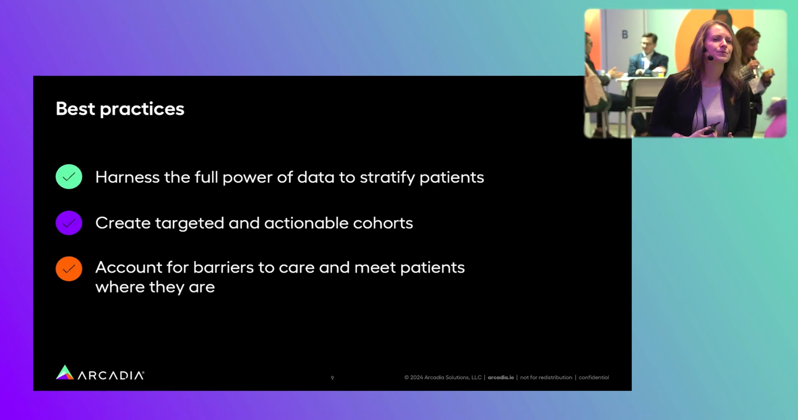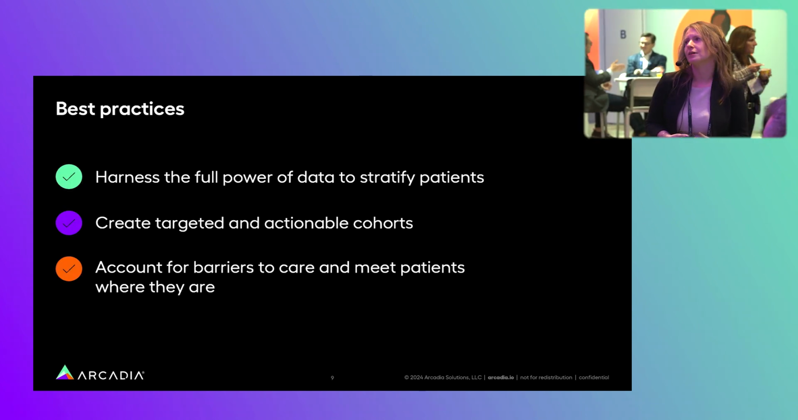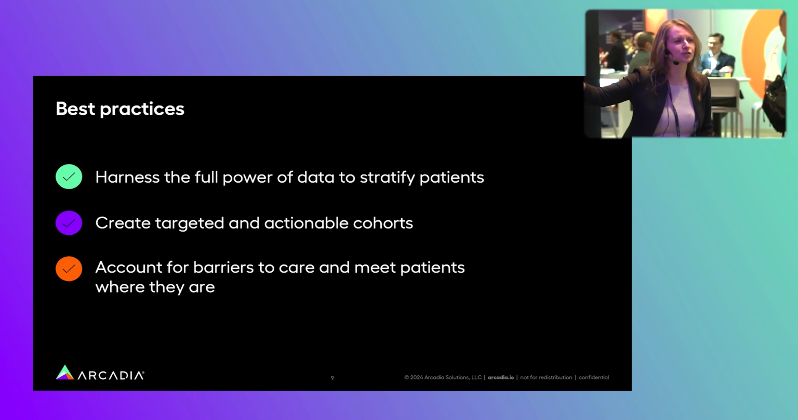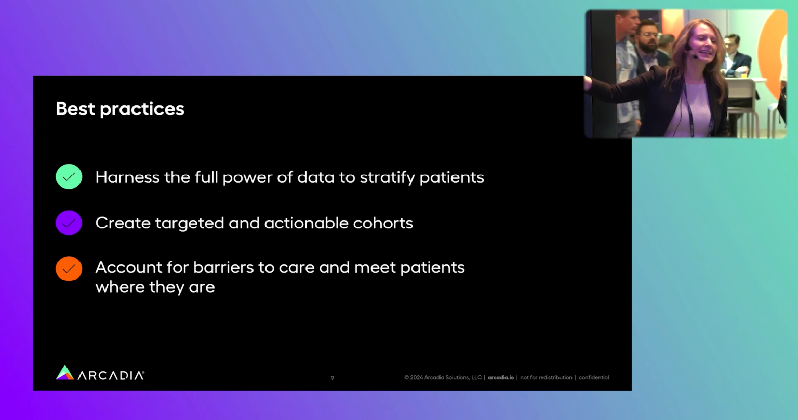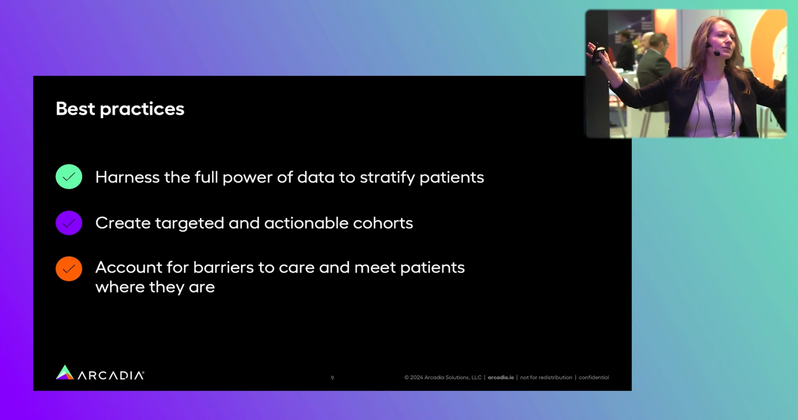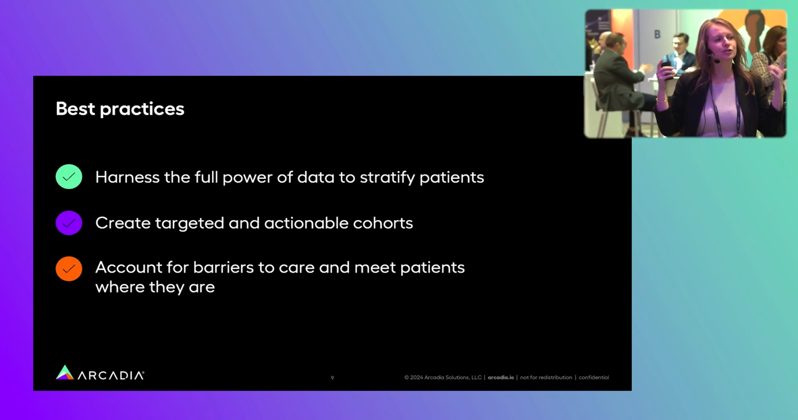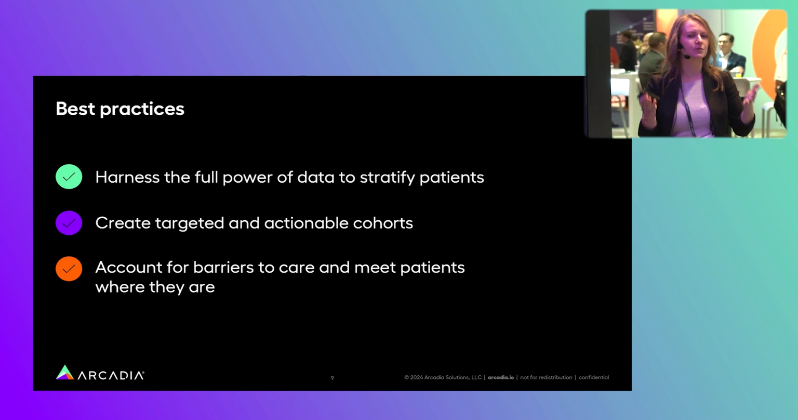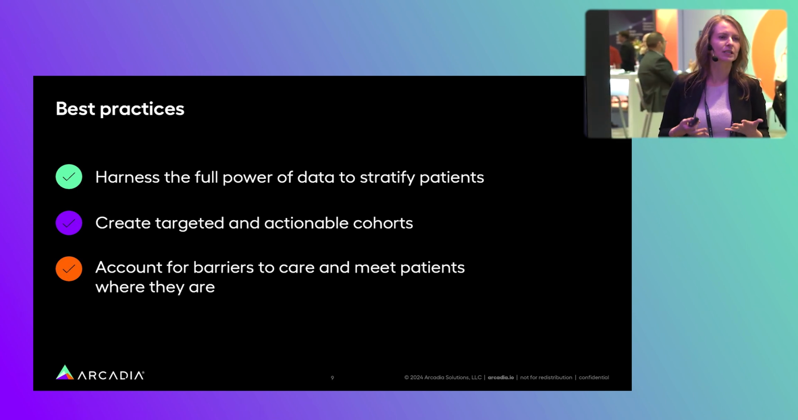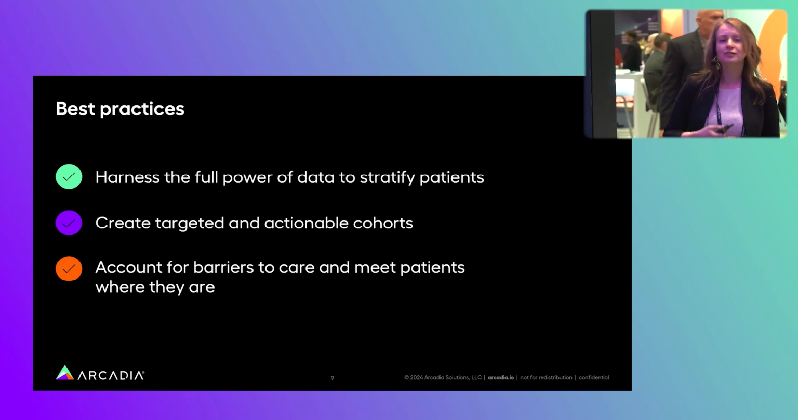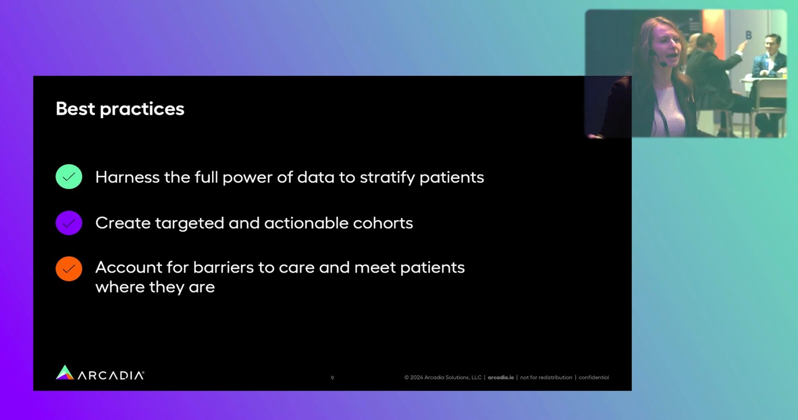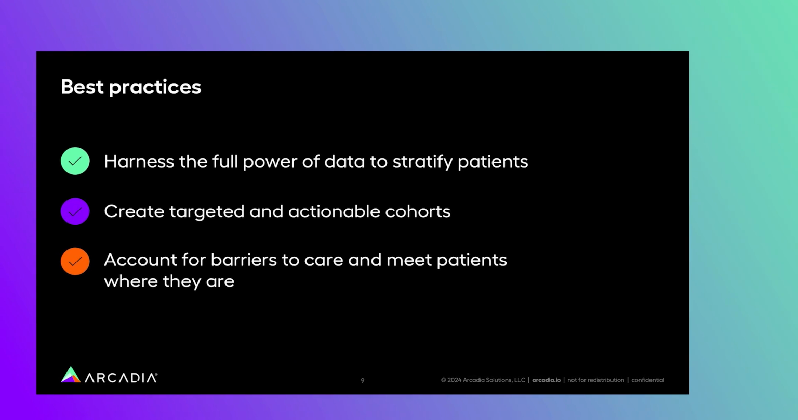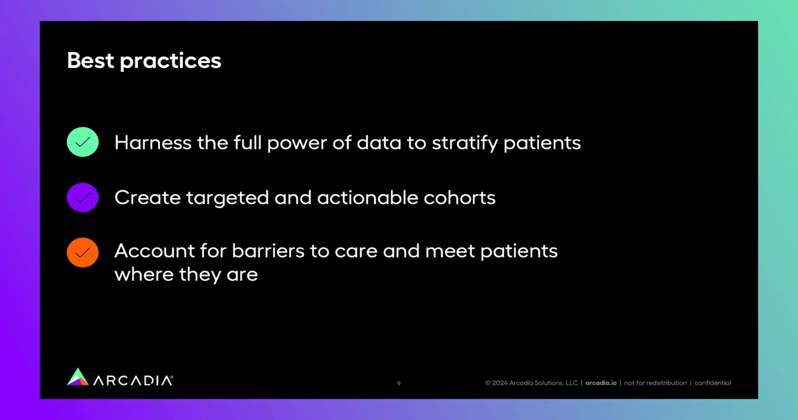So to wrap, a few things that I want to call out. The real opportunity here is around harnessing that data. And that doesn't mean that you have to have all the data in the world. It means that you've got to start working with what you have to understand the pockets of the population that need really targeted engagement, and start working with that as you continue to build out the data asset. Those cohorts need to be targeted and actionable.